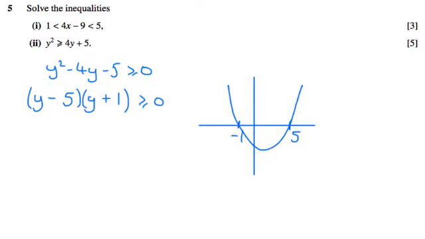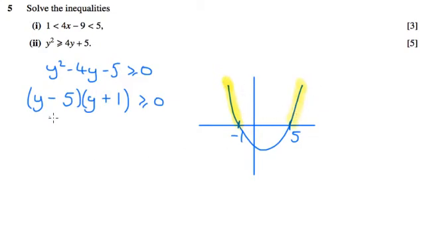Once we've sketched the graph, that will allow us to say when the graph is greater than 0. When are the outputs greater than 0? And that happens here. You can see that that happens when the graph is above the axes. So all we have to now do is write down when this happens.